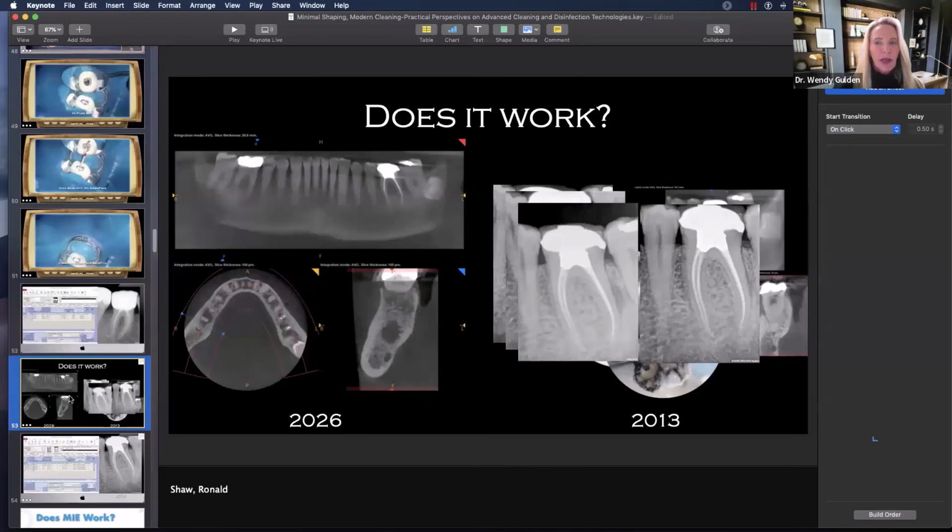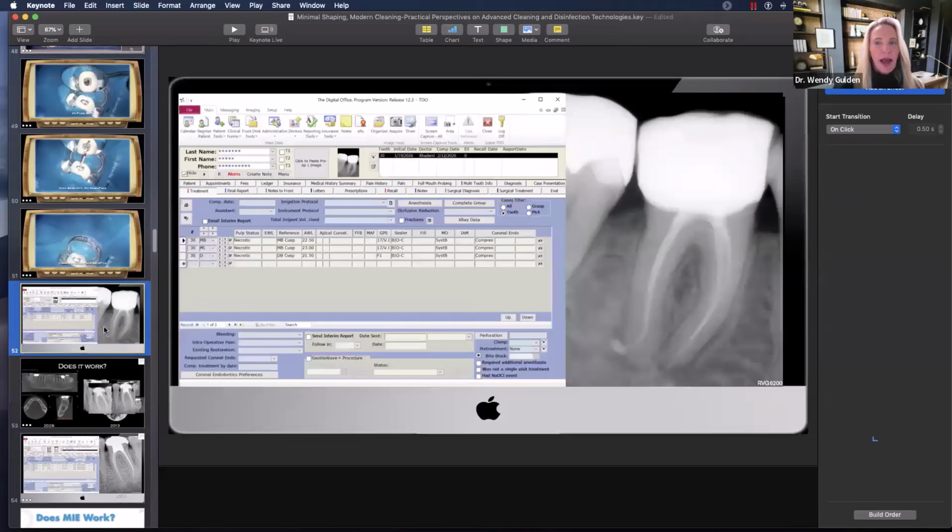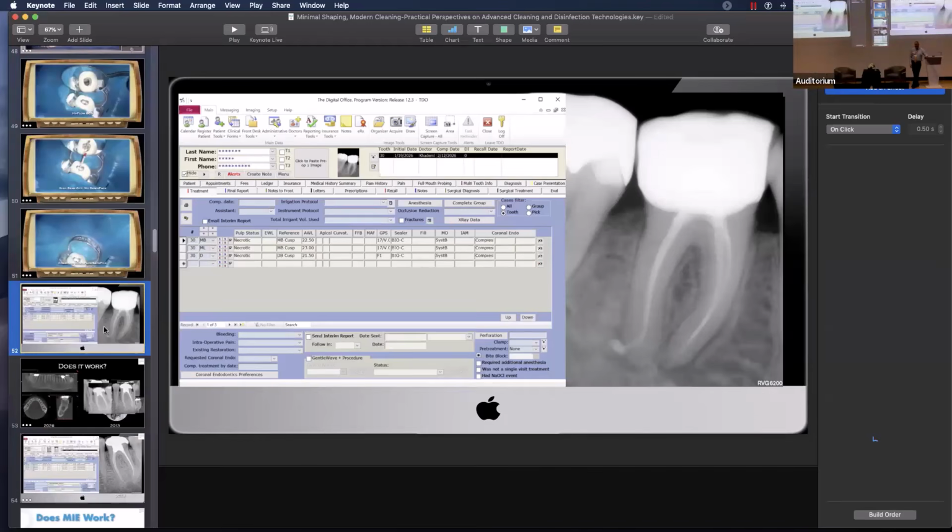So if the natural canal is larger than the file that you use, doesn't that mean that you actually did not touch all the canal's walls? Why would you not go to a file larger so you make contact there? The whole point about you have to touch the canal walls with your file to clean them is a question that comes out of what I would call endodontics 1.0, which is clean shape pack endodontics.